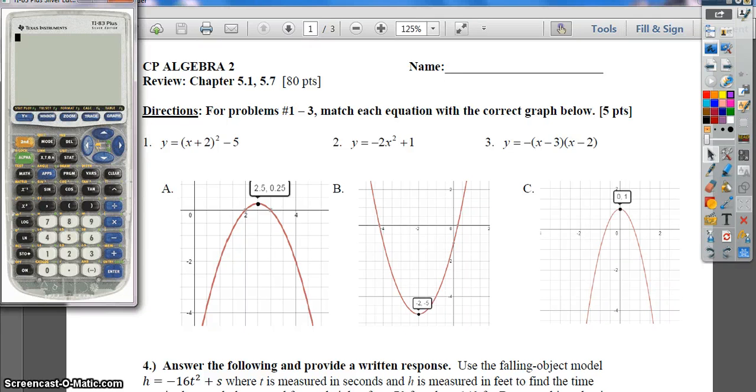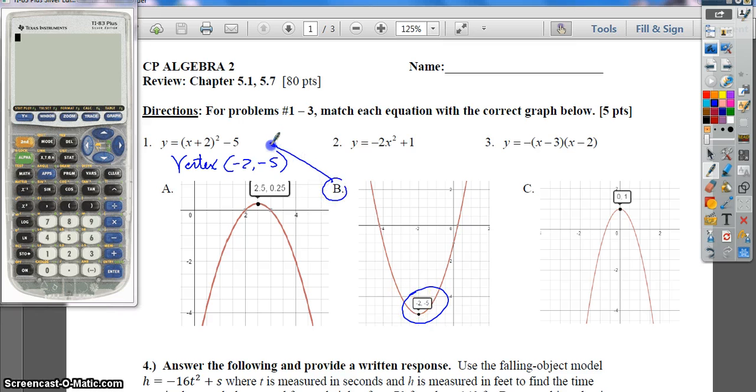Ladies and gentlemen, this is your review sheet for your chapter test on 5.1 to 5.7. All right, real quick, we will fly through here. This is vertex form, so I know that that's (-2, -5). Remember, when it's inside parentheses, take the opposite, keep this the same. So you can clearly see, here is (-2, -5). B goes with number 1.